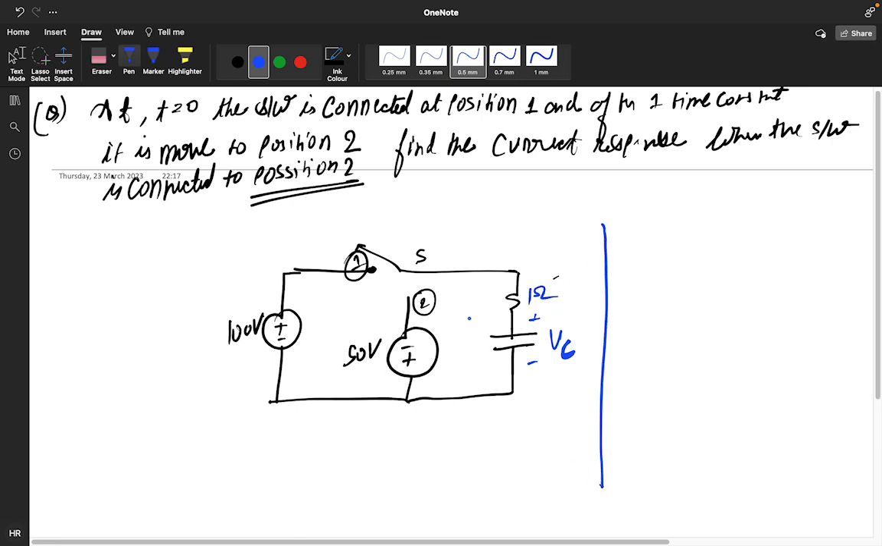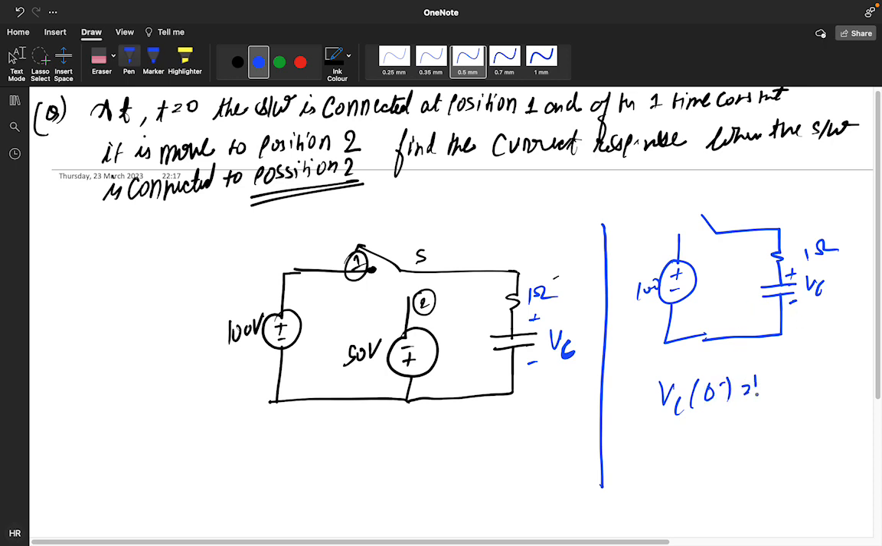So guys, before the operation, at t is equal to 0 to 1 second, how was my circuit? It was simply looking like plus minus 100. We are not considering this second part. First it was open, like this, plus minus Vc, 1 ohm. Because it is not interconnected and not getting any source of voltage, Vc of 0 minus is equal to Vc of 0 plus is equal to 0 voltage.